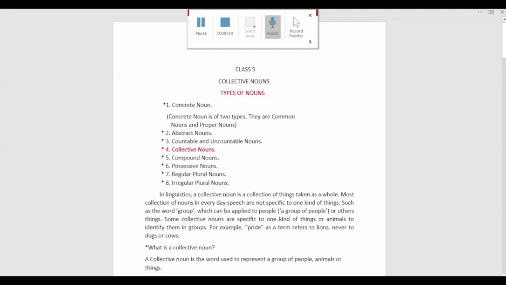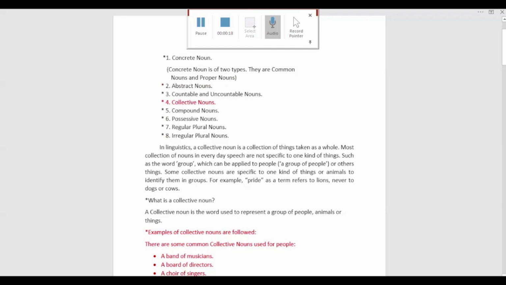Okay. Now, in linguistics, a collective noun is a collection of things taken as a whole. In linguistics means in languages. Most collective nouns in everyday speech are not specific to one kind of thing, such as the word group, which can be applied to people or things. Some collective nouns are specific to one kind of thing or animal to identify them in groups. For example, pride as a term refers to lions and never to dogs and cows.